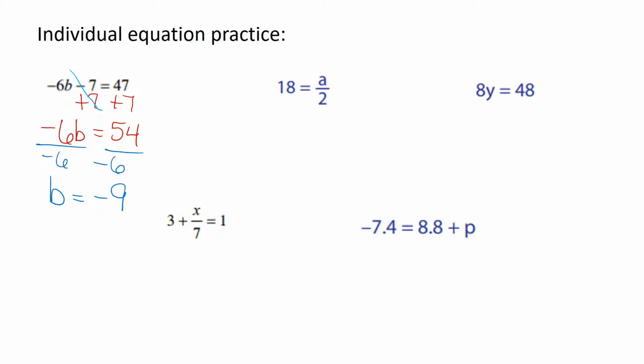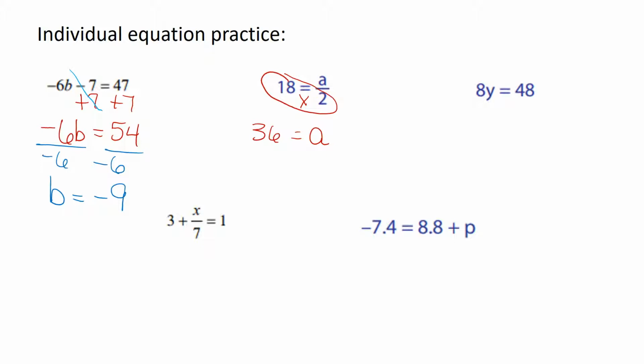The next problem, 18 equals a over 2. A over 2 is division. Opposite of division, to get a by itself, is multiplication. I would multiply my 2 and my 18, so a equals 36. And 36 equals a is the same answer.